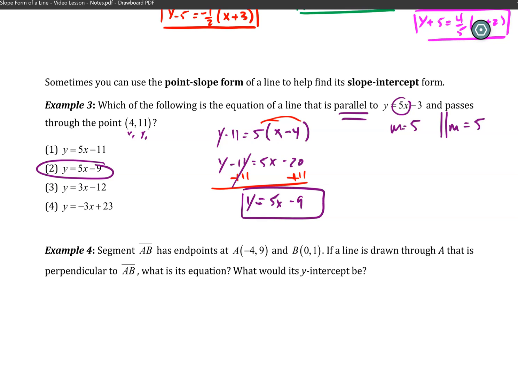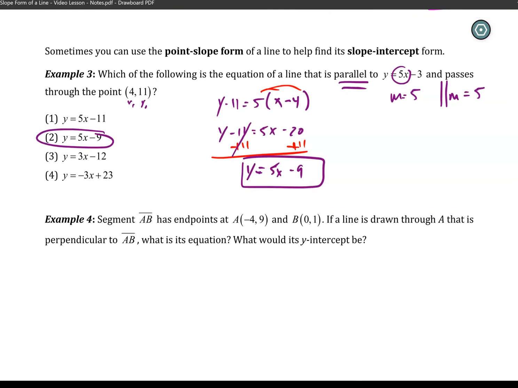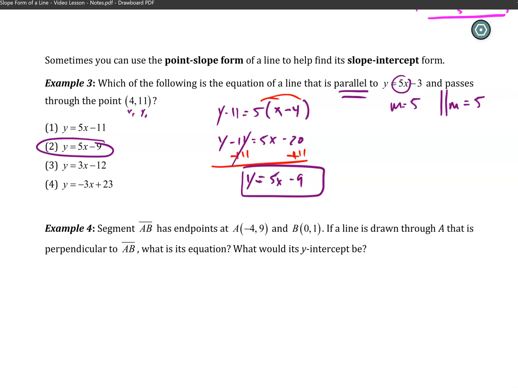So again, a nice, easy way to get the equation. We can manipulate it if we needed to, which we did. They also like to sometimes make the answer choices into standard form, where they have x and y on the same side of the equation equal to a constant. So again, if I did, I could just simply move the 5x over and now I have it in standard form.